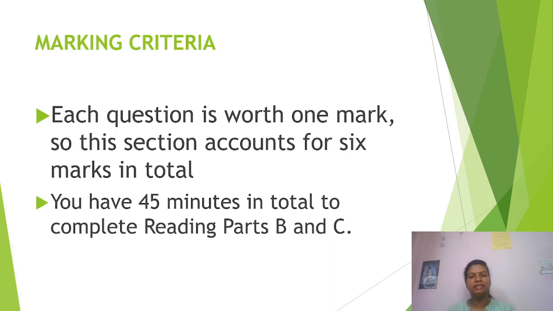The marking criteria: each question is worth 1 mark. You will get a total of 6 marks for 6 questions. You have 45 minutes in total to complete OET Reading Part B and Part C together. In Part B, you get 6 short texts, and you have to read the text and find out the answer.